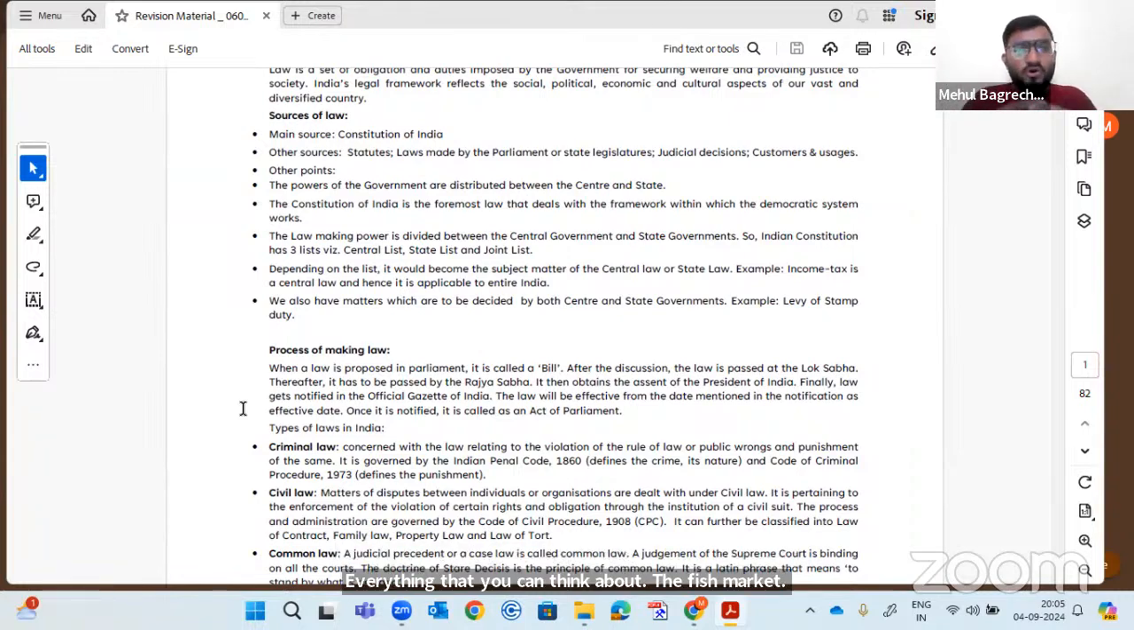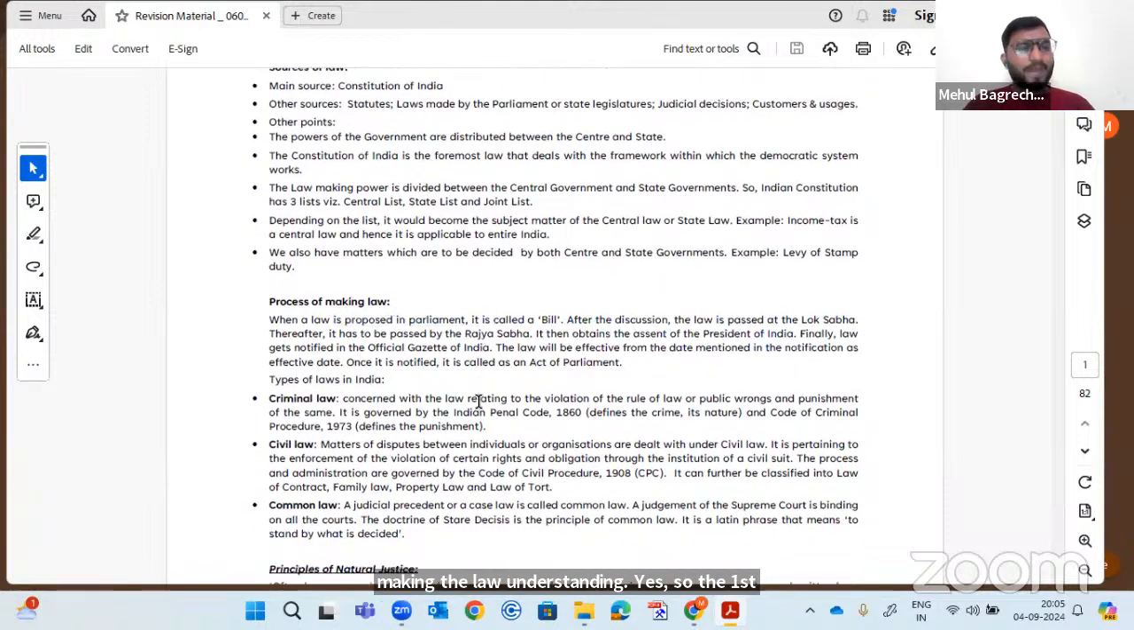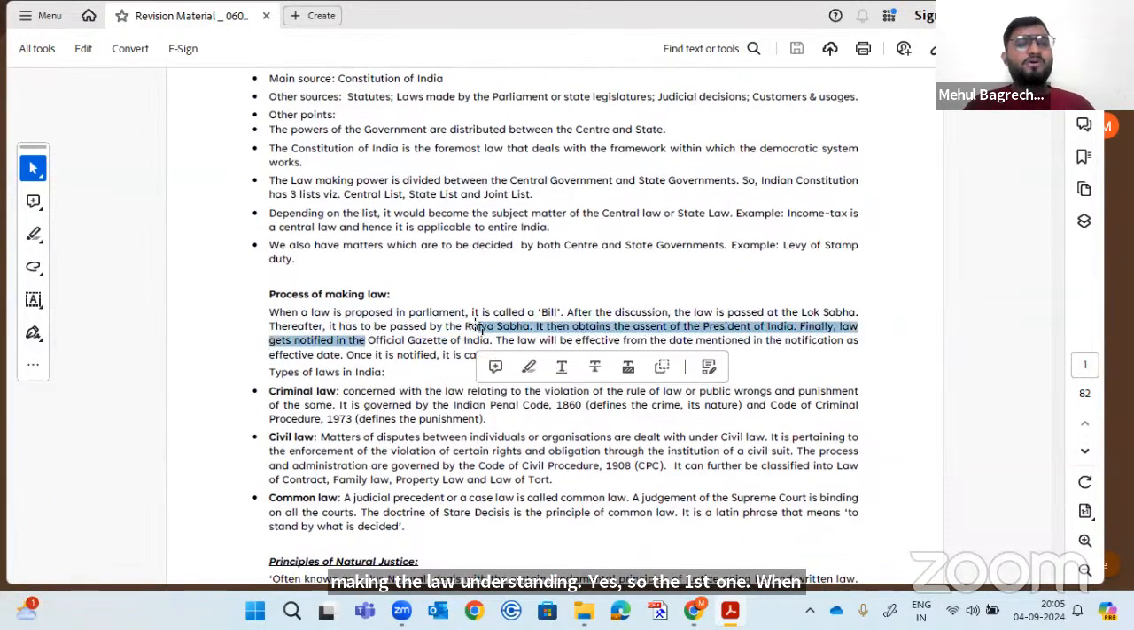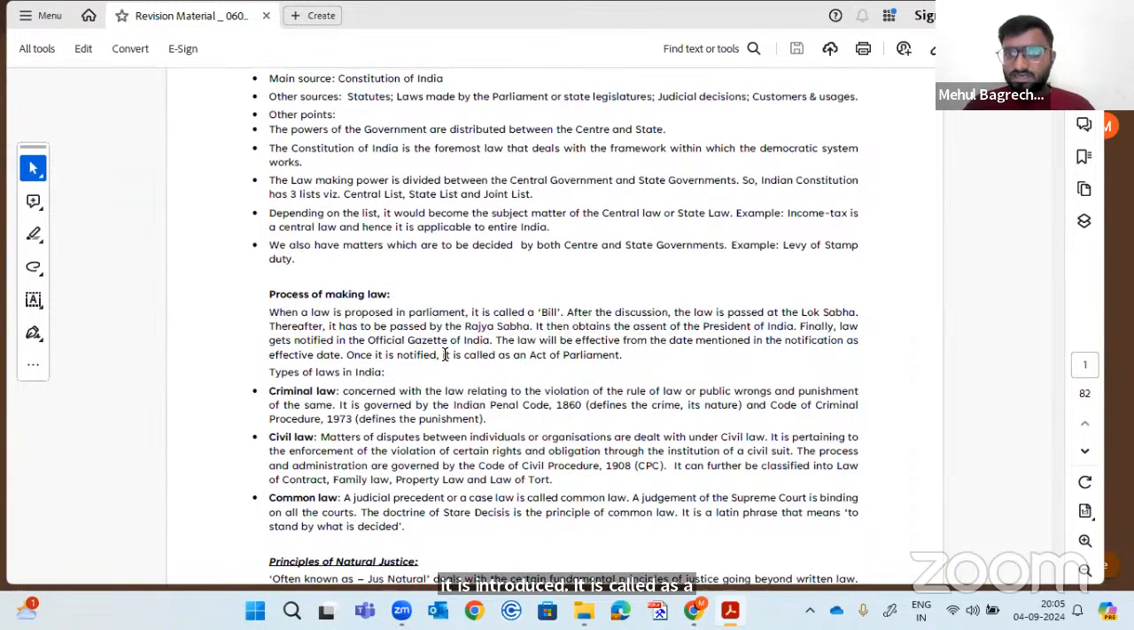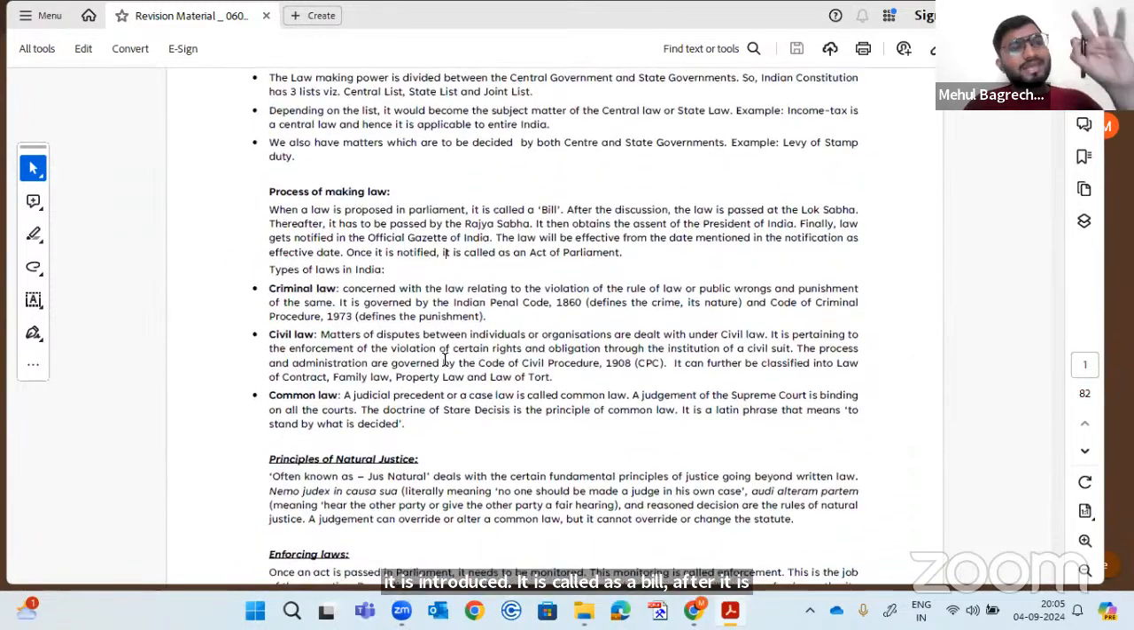All right. So all the laws are made at the Lok Sabha. Then it goes to the Rajya Sabha. Then it is going to the president for the presidential assent. This is how the law is made. This is the process of making the law. Understanding, everyone? Yes. So the first one, when it is introduced, it is called a bill. After it is passed in the official gazette, it will be called an act of parliament. Understood?